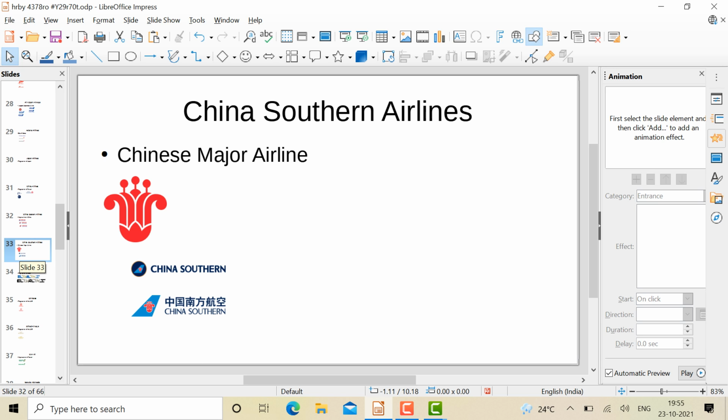After that, we have China Southern Airlines, another major airline in China. First, we had only the emblem, a vertical stabilizer kind of thing inside a blue circle with the name China Southern written next to it, and then China Southern with the Chinese written on it. Then we have the blue vertical stabilizer with the emblem in red. So yeah, this is the current logo which China Southern Airlines has.